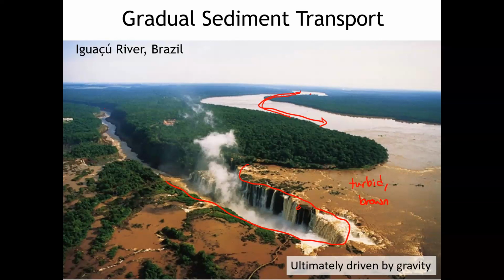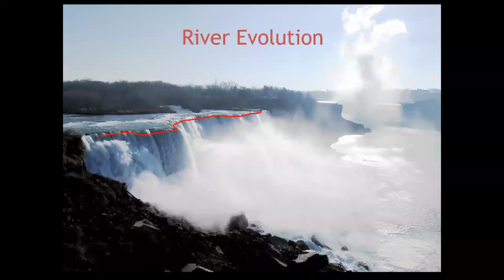So this waterfall and this waterfall are both ultimately moving back over time, because erosion is happening very severely at this spot, whereas on either side, it's mostly transport. Down here, transport.